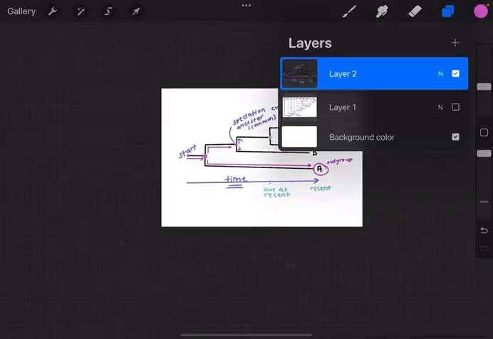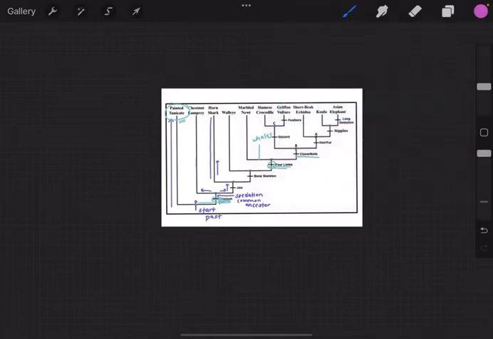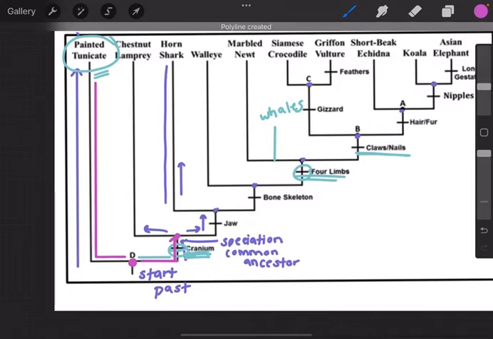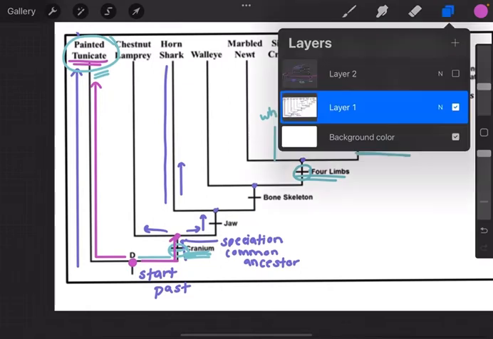Okay, so let's look back at this one, and let's identify our outgroup on this phylogeny. We're going to start at our first node, first point in time. If we go to the right, we go this way. Oh, we ran into a node. Darn. We can't have an outgroup over here, because that's another speciation event, where all these guys are going to share the same common ancestor. We go this way. There's no other speciation event. So this is, in fact, our outgroup. The painted tunicate is our outgroup.